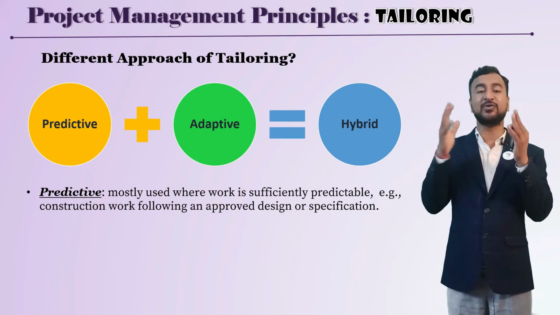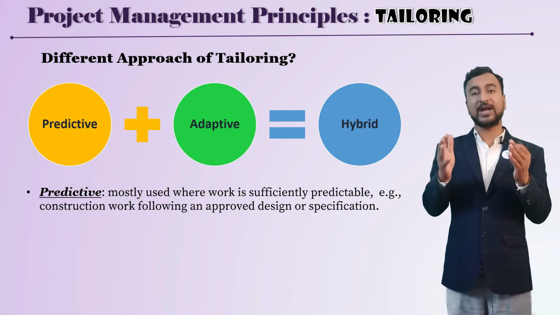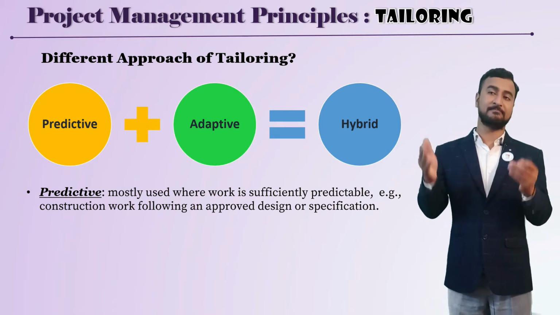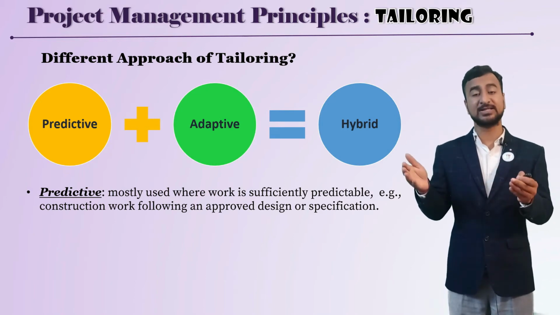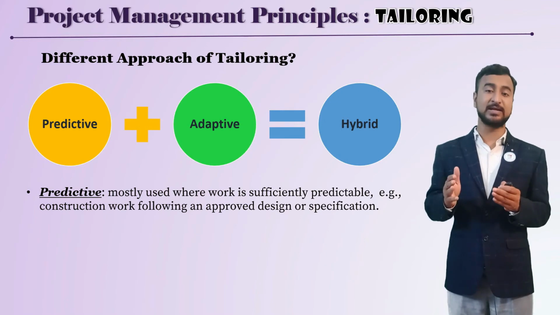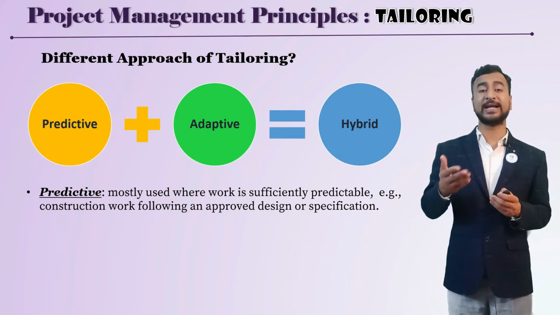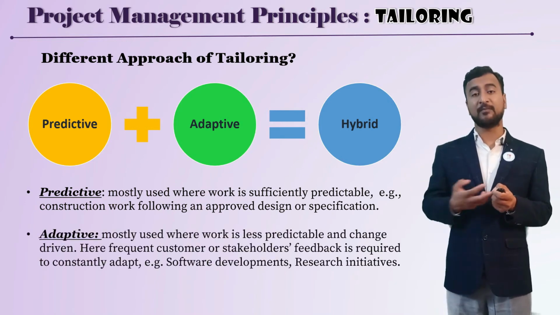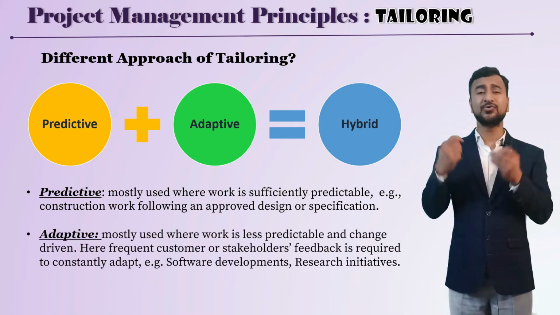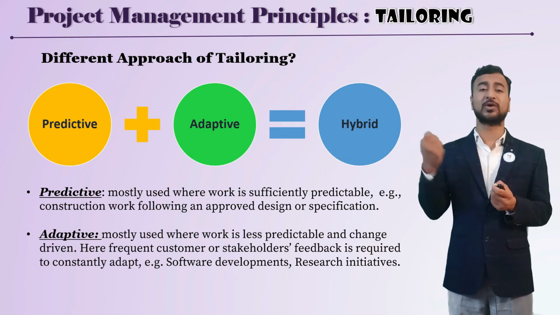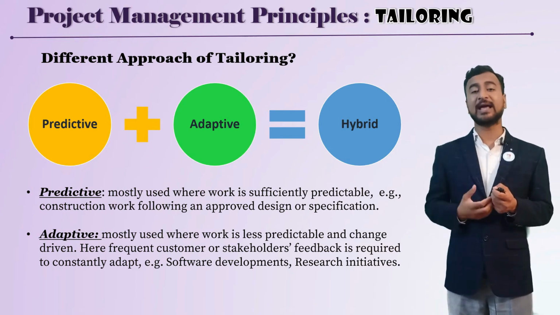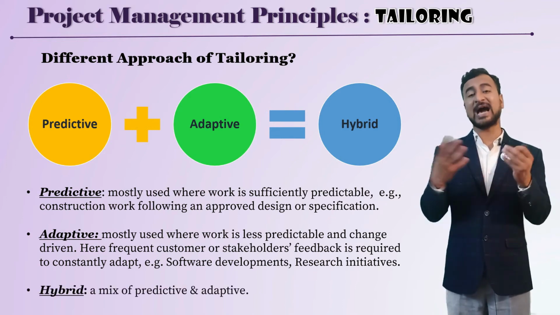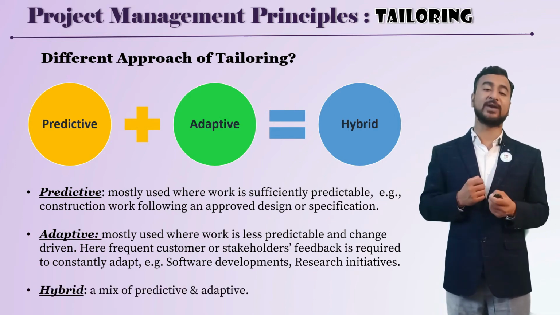Predictive is mostly used when you know what the end result is, when your requirement is very clear to all stakeholders, like building a construction plan, where everything is very clear. At that time, we can go with the predictive approach, or what we call the waterfall methodology. But in software development or research, when you don't have clarity of the end goal, or your requirement is not that clear, it's preferred that you go with adaptive, so that you can play around with things. And hybrid is a mix of both predictive and adaptive.